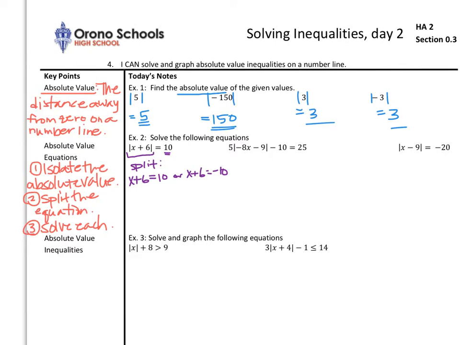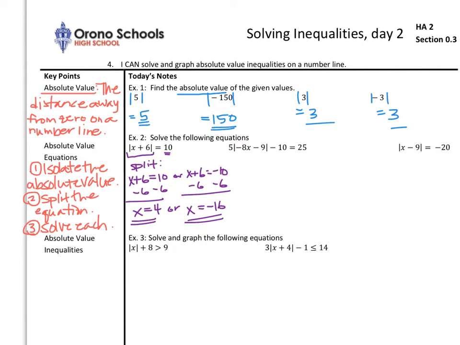From there we solve. If we subtract 6 from each side, we would get a possible x value of 4. Or the other option, if we go the other direction and subtract 6, x could equal negative 16. If we plug either of those values into the equation and then take the absolute value of that result, our answer would be 10. The next example is a little bit more complex than that.